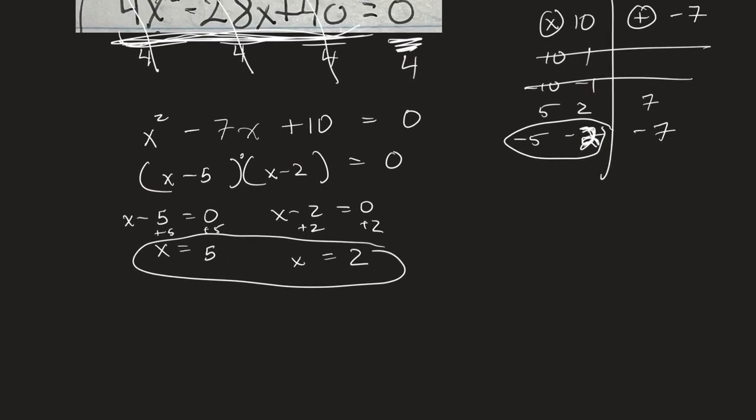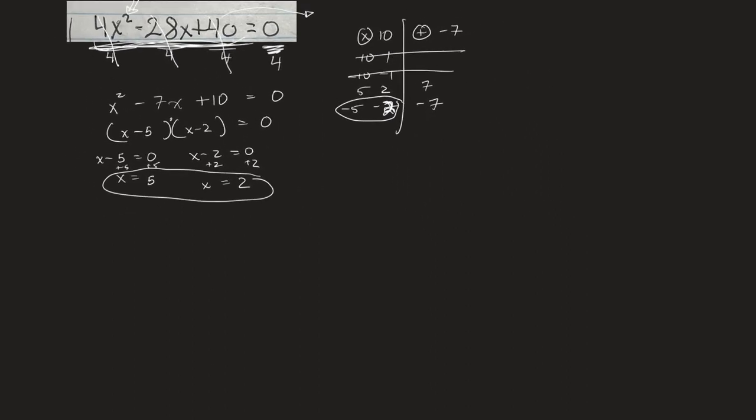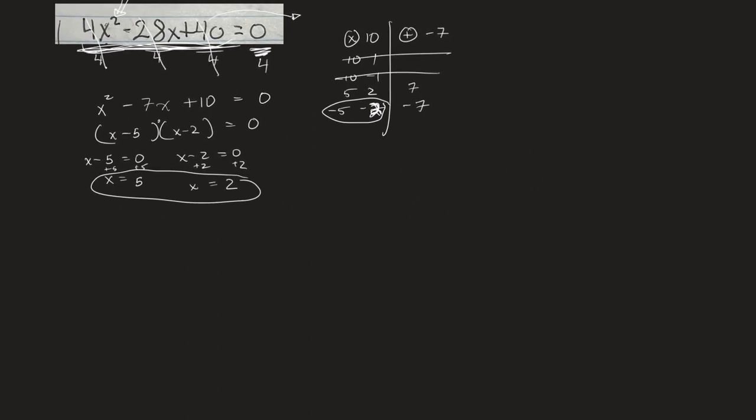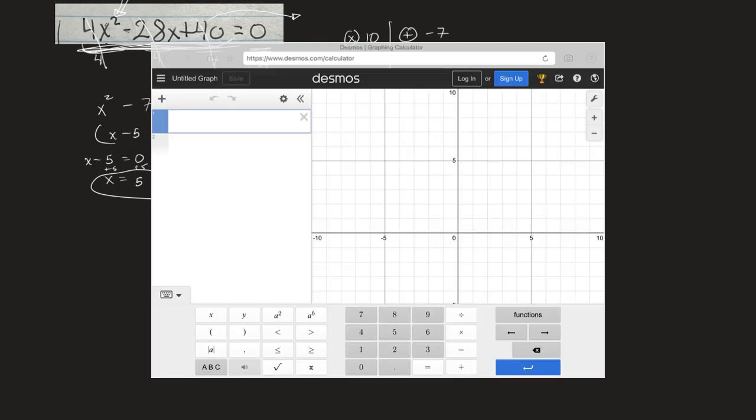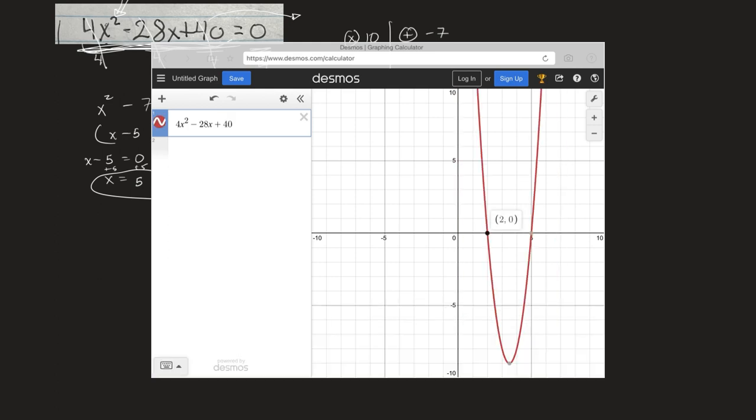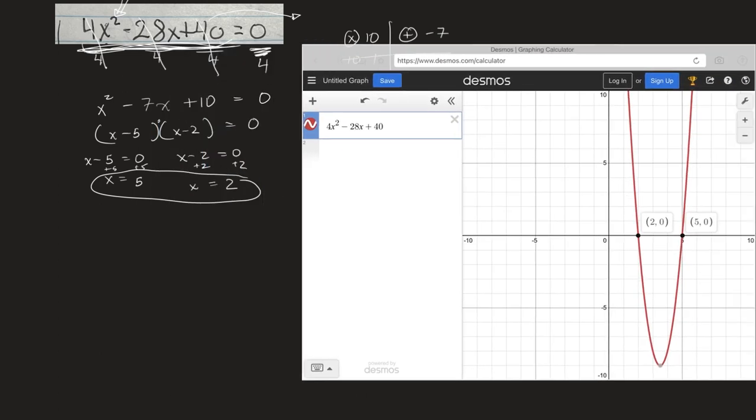Now you can check those. Let me check it here, going into Desmos. Give me a second here. Desmos. Beautiful. So I'm going to type, and I can go right back to the original equation: 4x squared minus 28x plus 40. Okay? And I'm going to check where that crosses. So it crosses at 2 and at 5. And those were the two numbers that I came up with as my answer. So I know that I'm correct. Okay, hopefully that helps you with that one.